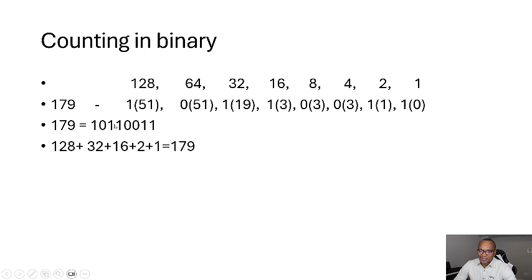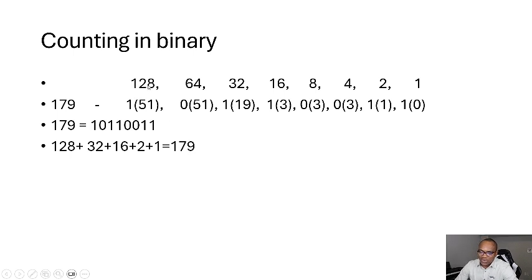And if you have a binary and you want to get your value back, just put them under this particular 128 to 1 sequence, just like this. Put them under it. Everything that has 1, add it together, and you get your decimal value.